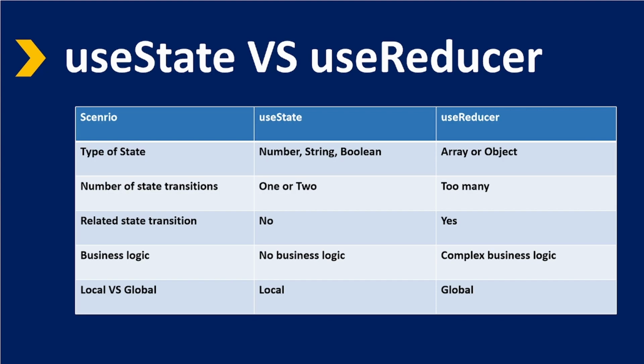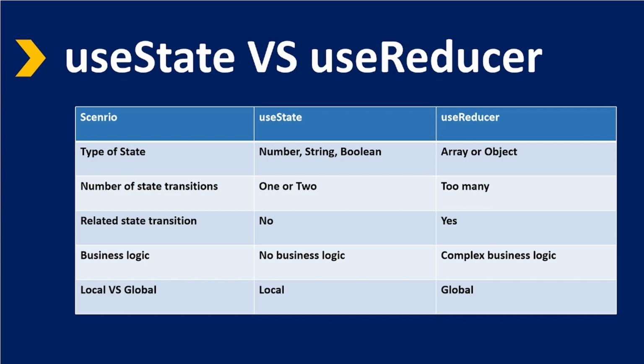The first scenario is the type of state: number, string, boolean for useState, and if you're coming to useReducer, then array or object. Those are all the types of state. Then the number of state transitions: useState has one or two state transitions, while useReducer has too many state transitions. For related state transitions, useState has no related state transitions, and useReducer has related state transitions.